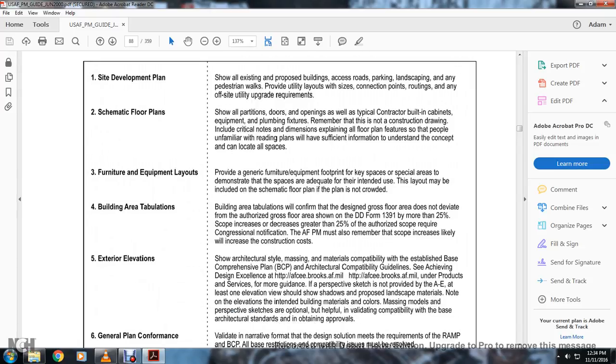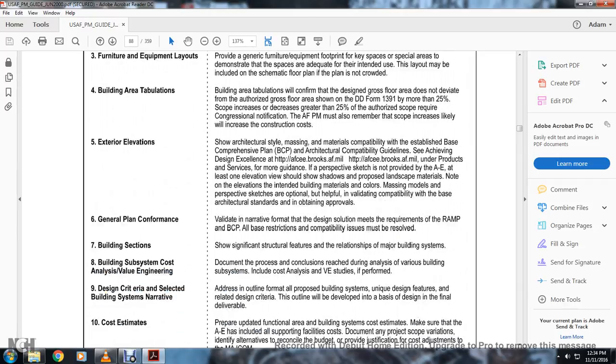Building areas and tabulation. Building area and tabulation will conform with the design gross floor area and not deviate from the authorized gross floor area as shown in the Department of Defense Form 1391. If the scope increases more than 25%, or decreases more than 25% of the authorized scope, congressional notification is required. The Air Force program manager must remember that an increase in scope is likely to increase the construction costs.